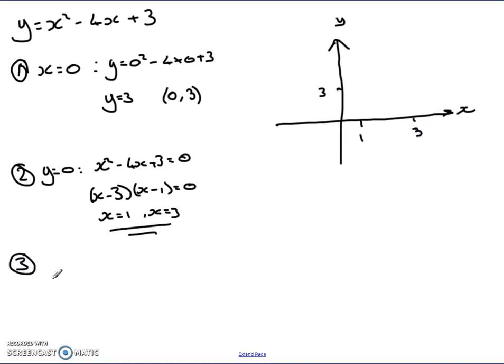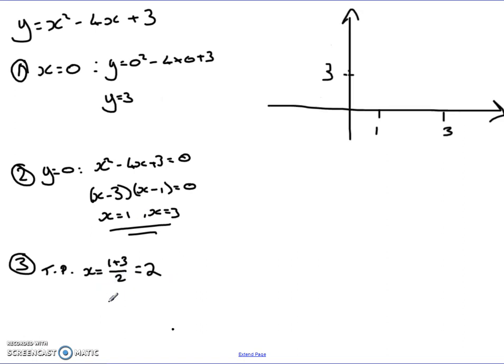Final bit of information was my turning point, how I calculate that. Well, in order to do that, the first thing I have to do is find the midpoint of my x's. So add the two of them up, 1 plus 3, and divide it by 2. What that gives me is that x equals 2.